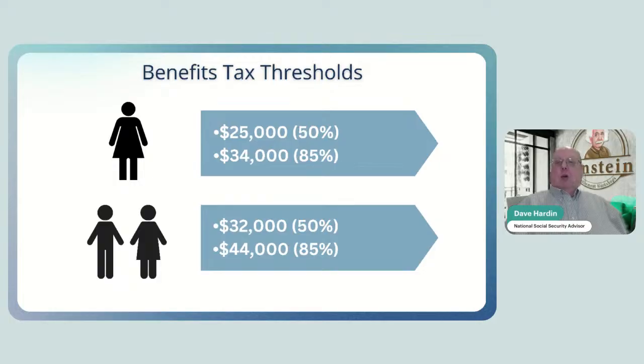Let me talk about the one other thing I haven't mentioned yet. Listen to this: half of your Social Security income counts as provisional income. Now you do the math.